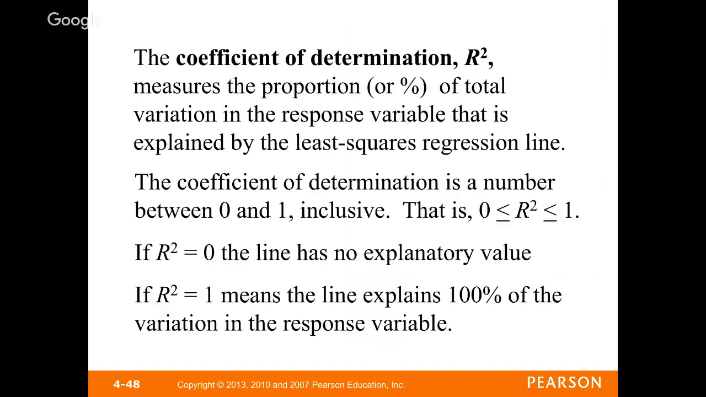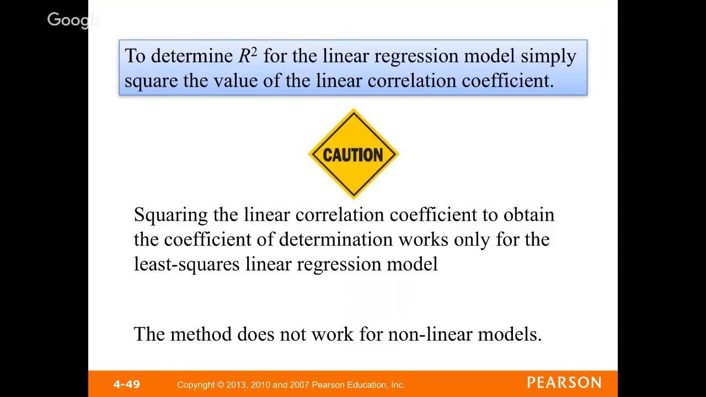What's nice about r squared is that r squared is simply r squared. What I mean by that is, if you remember, we used r for the correlation coefficient. So if you want to find r squared, you can just square the correlation coefficient. To determine r squared for the linear regression model, simply square the value for the linear correlation coefficient.